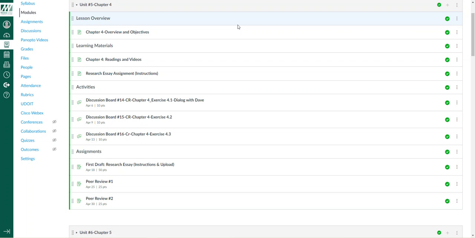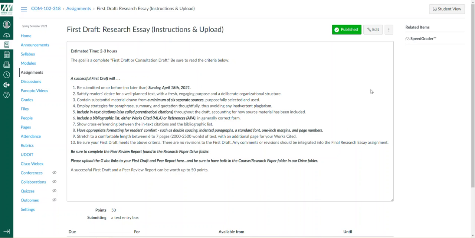So, once again, I'm beginning in the course module here for Chapter 4. One item that I would like to begin with before I get to the slide presentation on the Chapter 4 organizational patterns is the first draft of the research essay. I hope everybody takes a few minutes, reads this carefully, understands the criteria for the first draft. So it must be submitted on or before Sunday, April 18th, end of day. That allows the peer review process to begin.